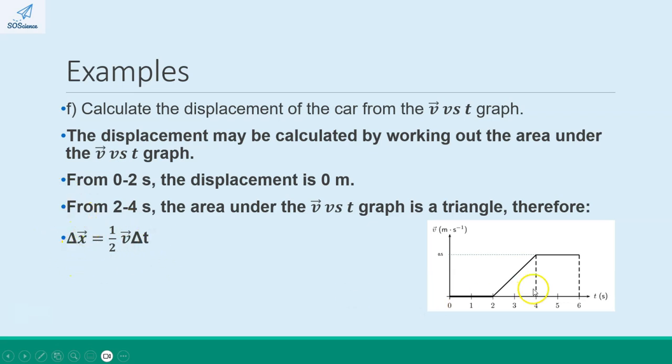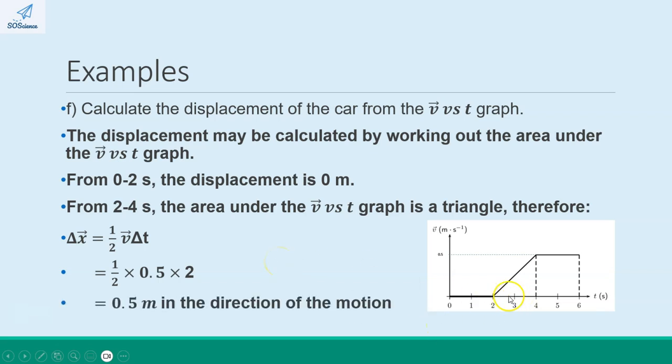So in this case, the x represented by this area is equal to half of the velocity times the time. So it will be half of this velocity, which is 0.5 meters per second, times the time, which is 2 seconds. And so in this time interval, the displacement is half a meter. Always, because it is a vector, we have to state the direction, and in this case, it's in the direction of the motion.